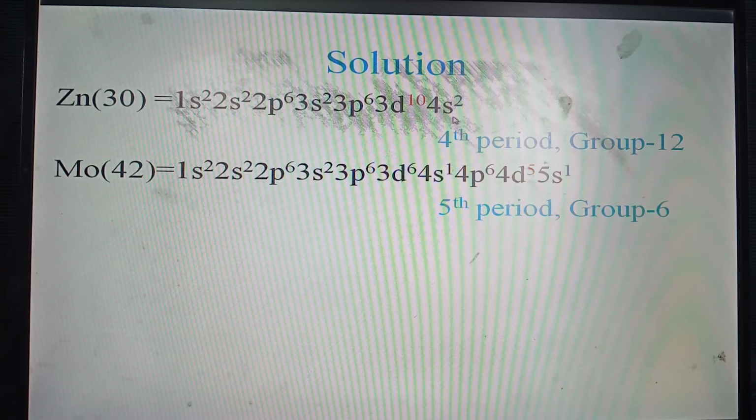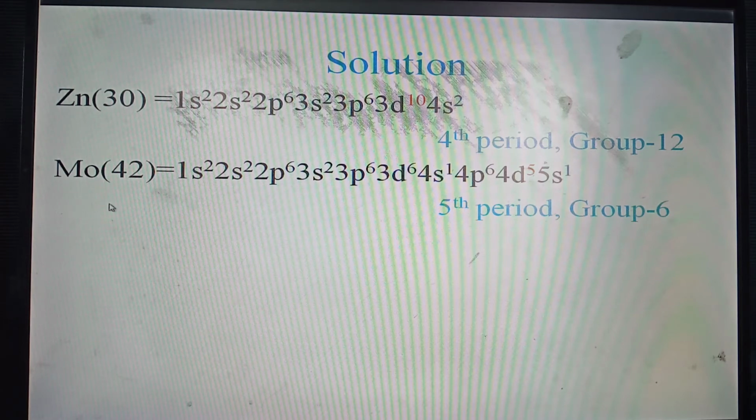It is zinc, the outermost energy level containing 2 electrons, and the penultimate energy level containing 10 electrons. So the group number will be 12. And since there are 4 energy levels involved in the electronic configuration, it is placed in the 4th period.